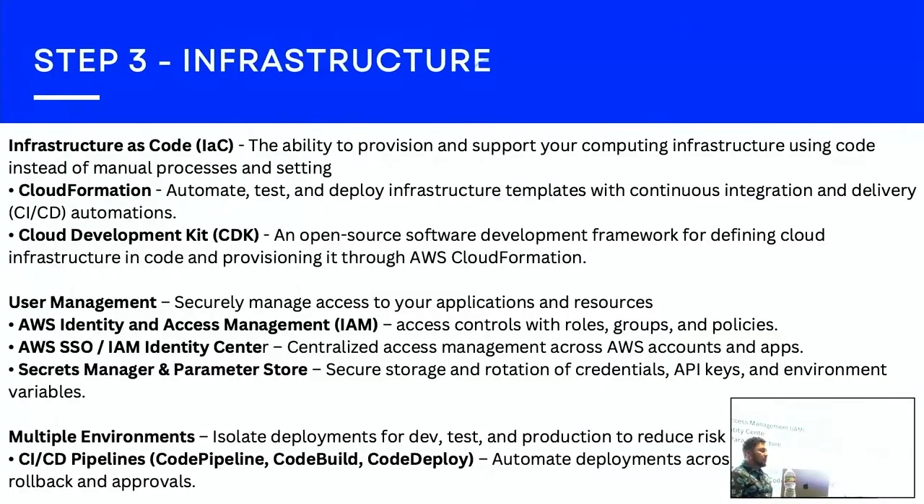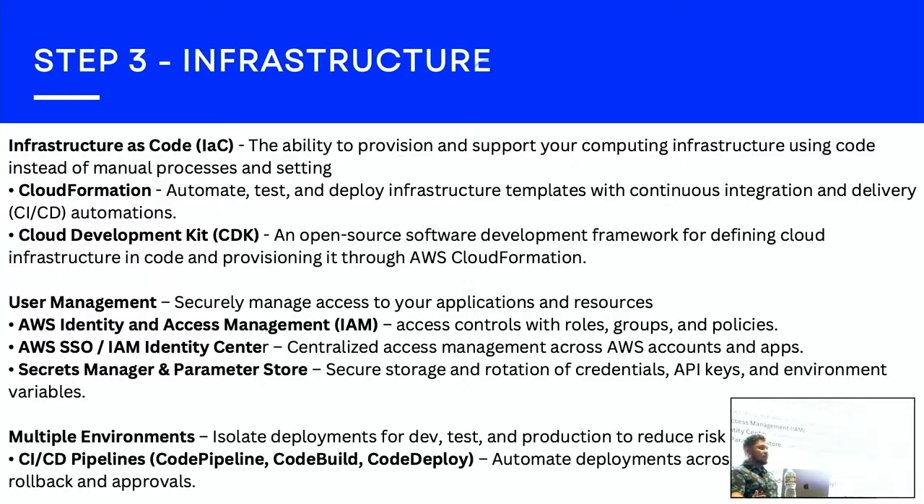So there's a lot of text here. I'm not going to go over all the text again because it's a lot. But one of the key terms that we think about when we think of infrastructure is infrastructure as code, or IAC. IAC refers really to the automation part of deployment. So it's the ability for us to provision and support our computing infrastructure using code instead of manual processes. Automation is really the key goal when we're thinking about computing across multiple environments.